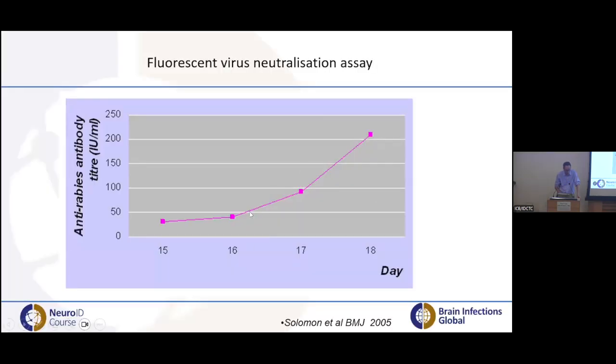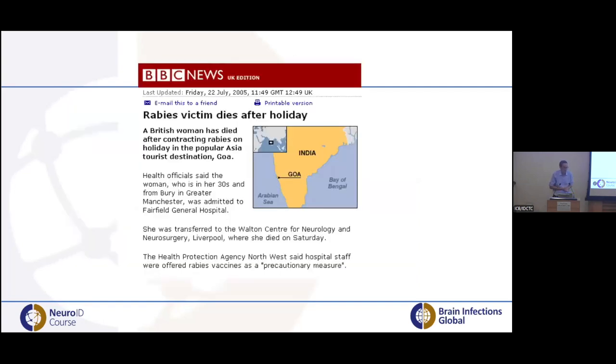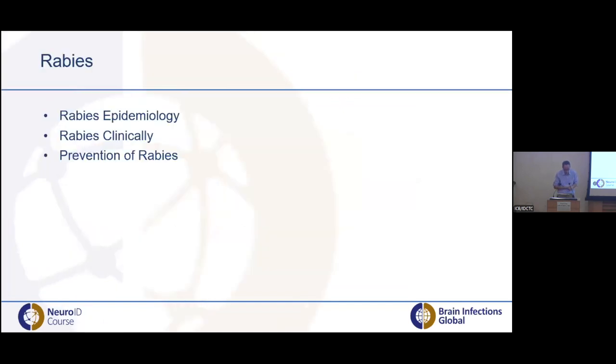And we did some antibody testing. So on day 15, the antibody levels were still low, and you can see one of the problems with rabies is you don't develop an immune response until very late in the condition, which is why people die from it. So the antibody titer went up. And because this was in the UK, it made the national news. So it gives us a chance to think a bit about rabies epidemiology, clinically, and prevention.